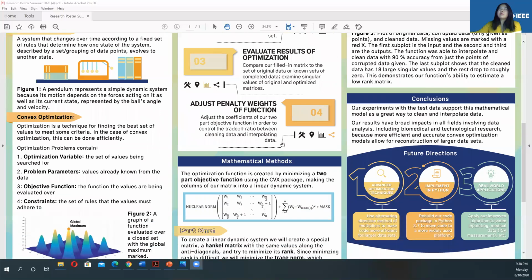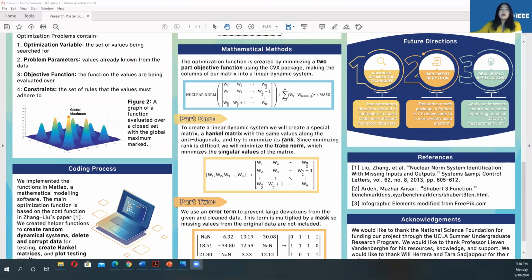Now we'll talk a little bit about our mathematical methods. I mentioned the two-part objective function that we're trying to minimize already. The first part involves the nuclear norm of a special Hankel matrix. What minimizing this does is take all of the noisy data and try to fit it to a dynamical system as best as possible. This is because when we have a perfect dynamical system, we're able to predict missing values, and values in general, pretty easily, which will help us clean the data.